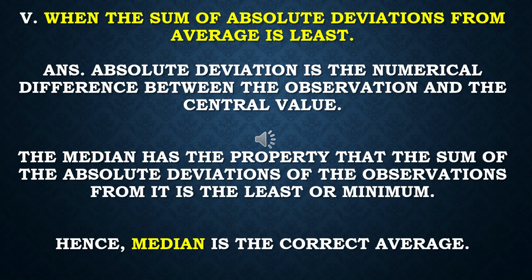Now we come to question number 5, which is: when the sum of absolute deviation from average is least, which average will be suitable? The answer is that absolute deviation is the numerical difference between the observation and the central value. The median has the property that the sum of the absolute deviations of the observations from it is the least, or the minimum. So hence the median is the correct average. So median will be the right answer.